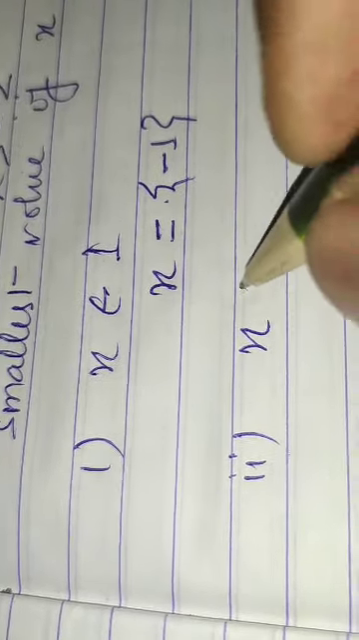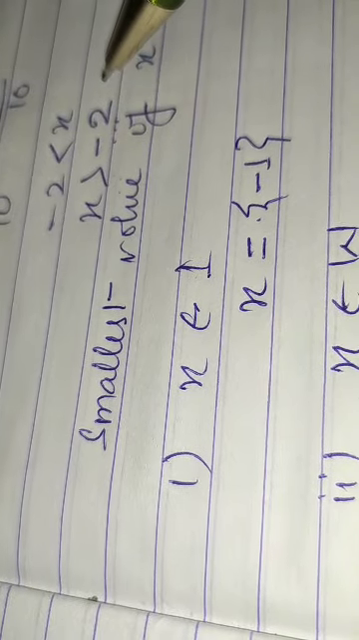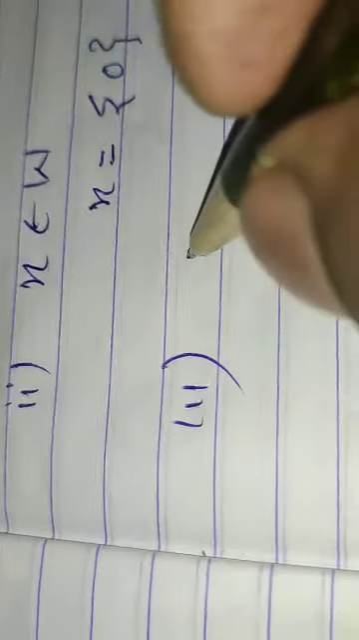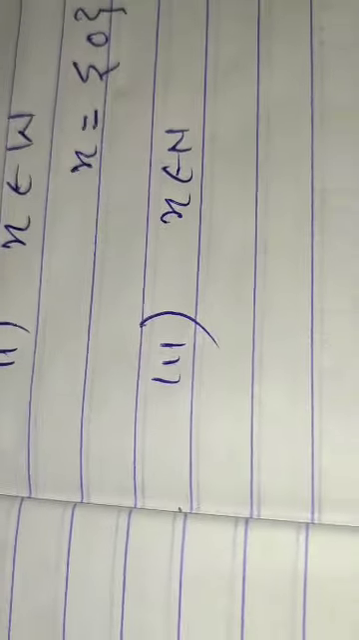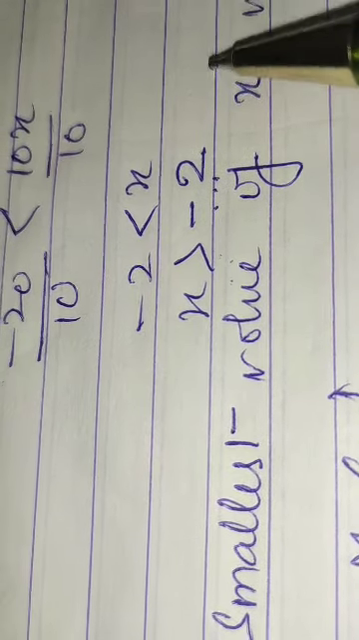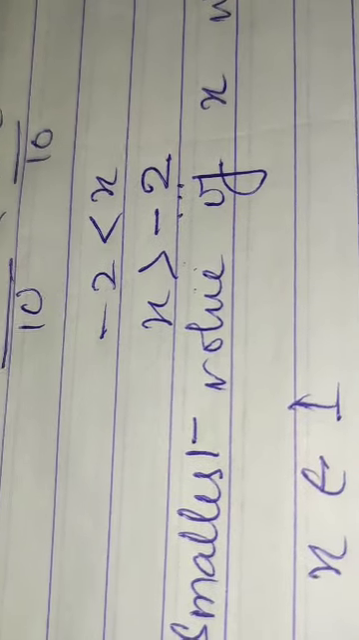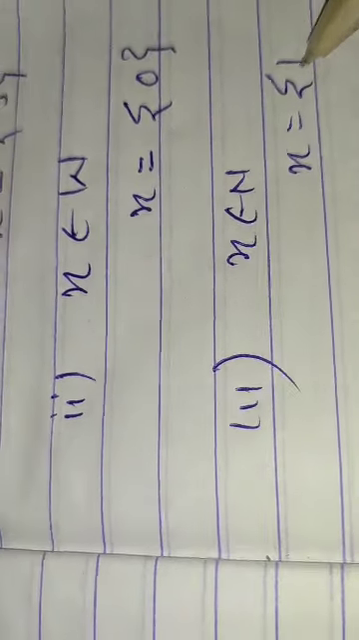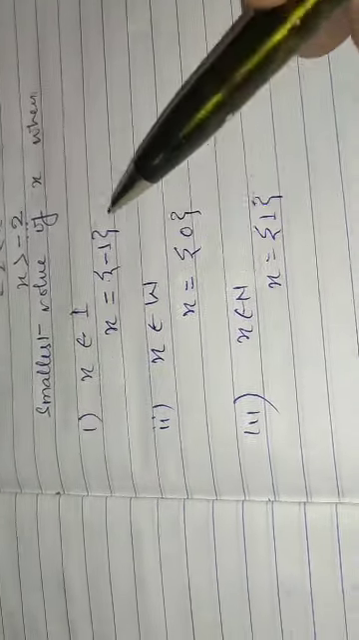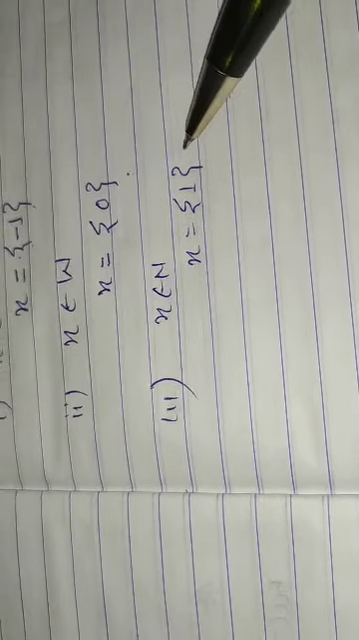In second case, x belongs to whole number, so whole number x is greater than minus 2, so minus 2 and minus 1 both are not whole numbers, 0 is whole number, so smallest whole number is 0. And x belongs to natural number, so minus 2, minus 1 and 0, these three are not natural numbers. The smallest natural number will be x is equal to 1. So smallest value of x will be, when x is integer minus 1, whole number 0 and natural number 1.